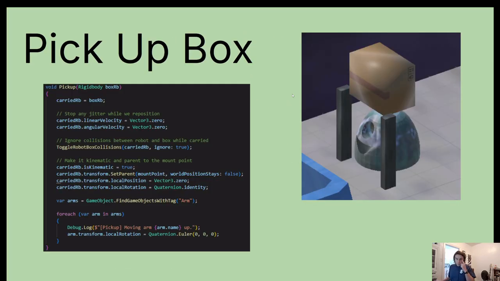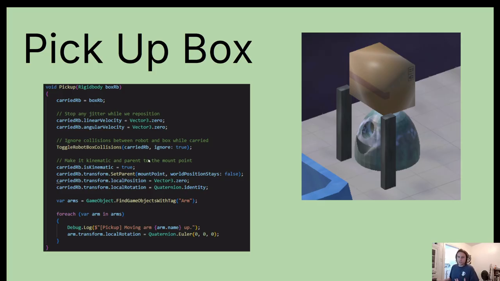So to pick up a box, we need to have a box in the room with us within a certain range, and we will position ourselves facing the box, and we have to turn off collisions between the robot and the box.